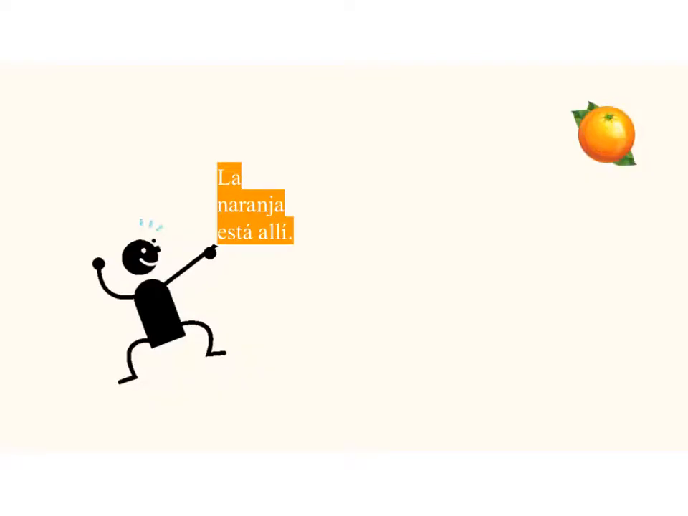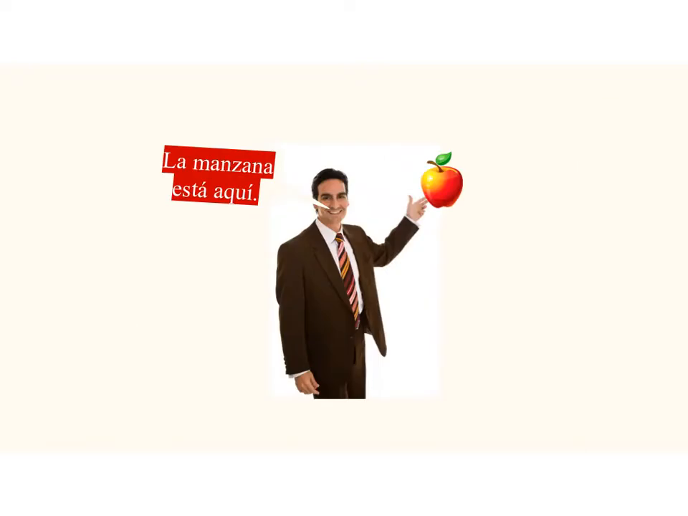Okay, so some examples. La naranja está allí. And here's the orange. The orange is over there. When you guys are doing prepositions, you always have to use the verb estar. So the orange is our subject, is over there. La manzana está aquí. Está is. The apple is here.